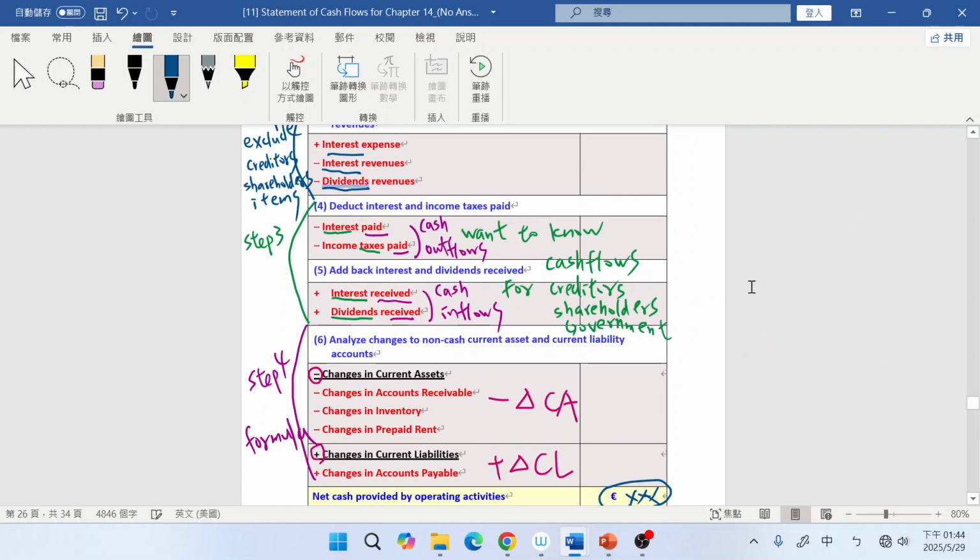Any questions? If you don't have any questions, please finish it. Look at the information on your page 14 and 15. So look at 14 and 15. Finish page 26. Okay, how to use the indirect method to get the cash flows.